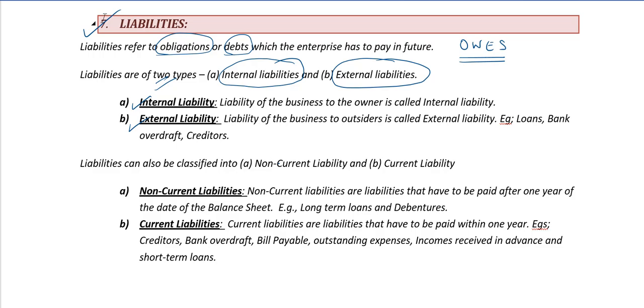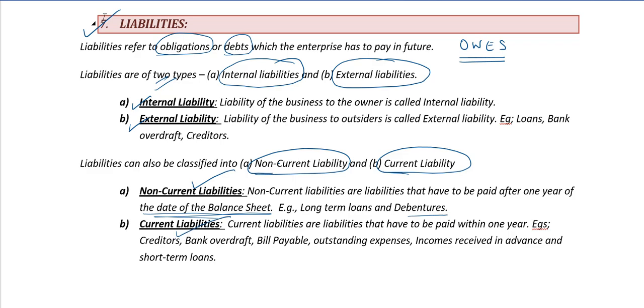Liabilities can also be classified as a non-current liability or a current liability. What is a non-current liability? It is a liability that has to be paid after 1 year of the date of the balance sheet. So any liability which has to be paid after 1 year from the date of the balance sheet will be classified in the balance sheet as non-current liabilities. Example could be long-term loans or debentures.